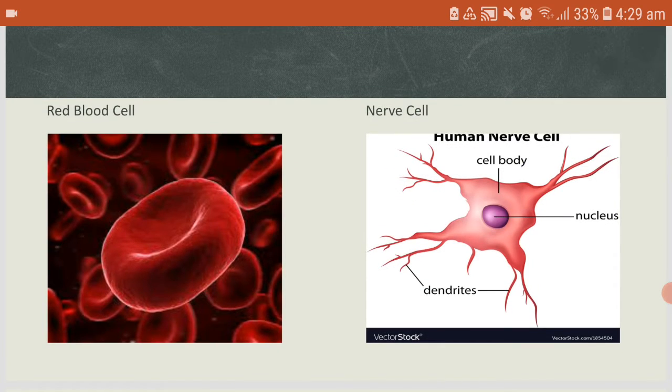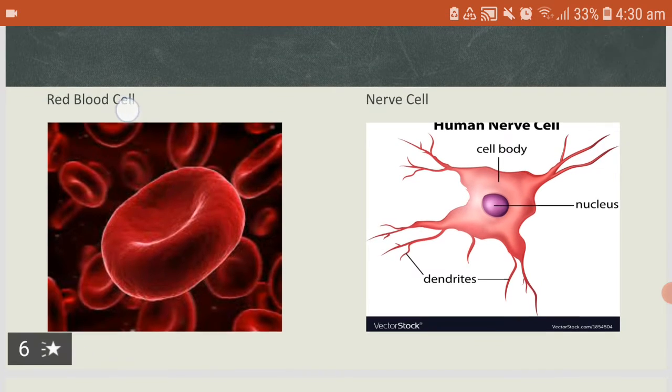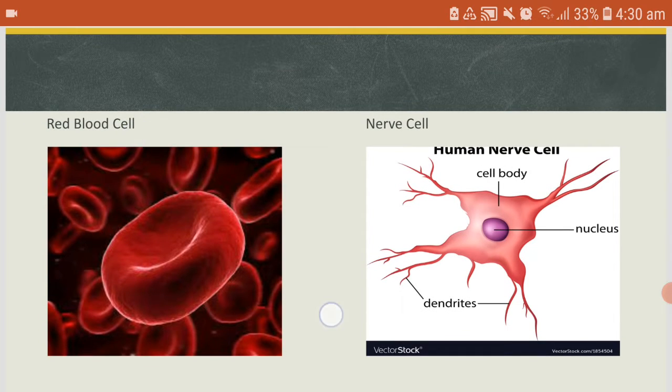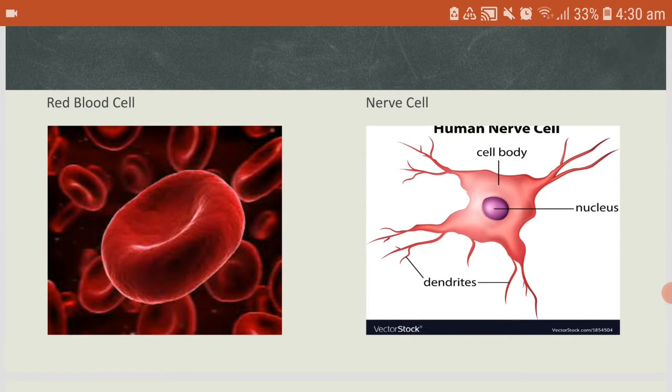Now, the cells of a body have different shapes and sizes and they perform different functions. We are going to look at a few examples of the types of cells in a body. First of all, we have the red blood cells. The red blood cells make up our blood.